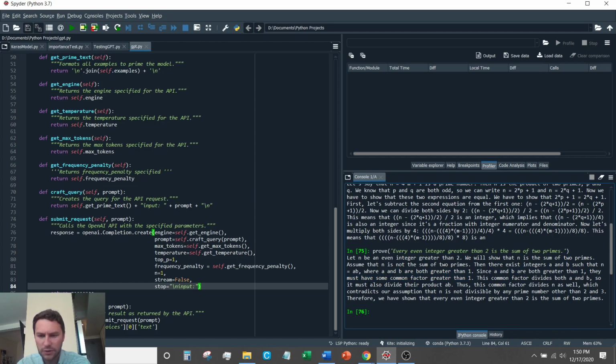Since a and b are both greater than 1, they must also share a common factor greater than 1. I don't know if that's necessarily true, but I guess if they're not the sum of 2 primes, then it wouldn't necessarily be common, but so we have to divide both a and b, so it must divide the product ab. Well, if true, then that would be true, but still, I don't think it really leads you to the answer. Thus, the common factor divides n as well, also true, which contradicts our assumption that n is not divisible by any prime number other than 2 and 3. Don't know where 3 came from. That was not part of anything. So that's new. Therefore, we've shown that every integer greater than 2 is the sum of 2 primes.